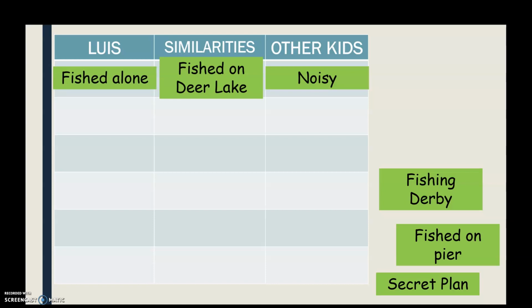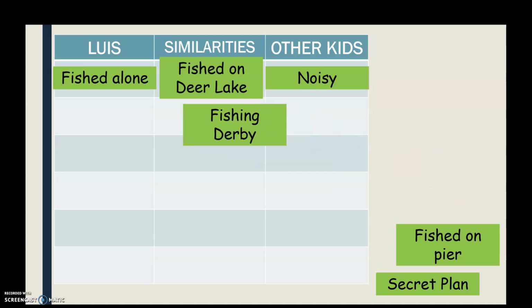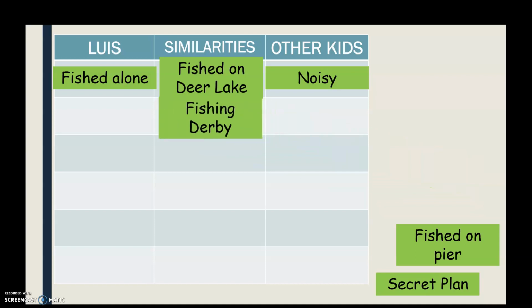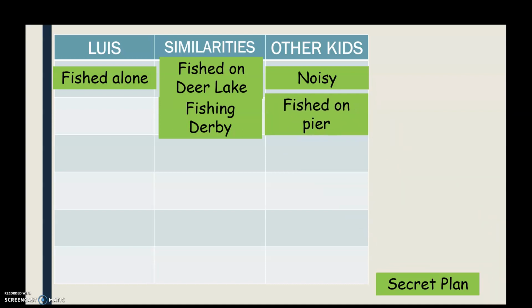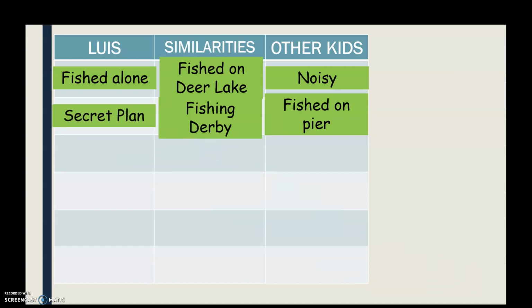Who was in the fishing derby? Oh yeah, all of them, right? All of them were in the fishing derby. Who fished on the pier? Good job, guys! The other kids did, but not Luis. And who had the secret plan? Good! Luis did. So now I want you to read the rest of the story silently to yourself. Let's see if Luis's secret plan worked. And keep in mind the similarities and differences between Luis and the other kids.